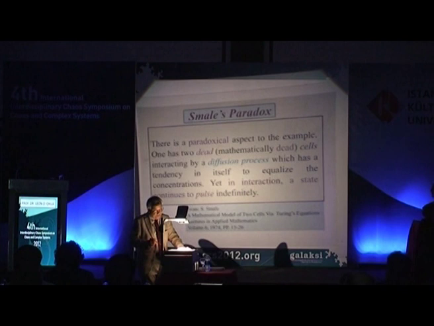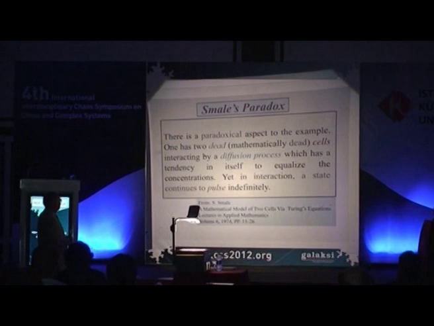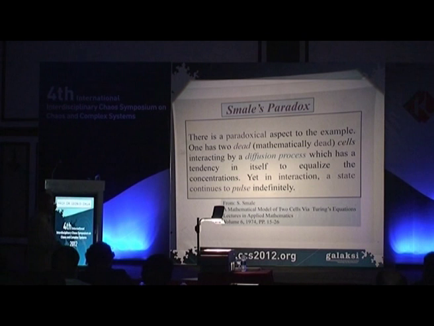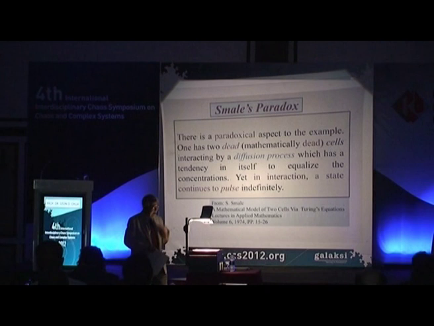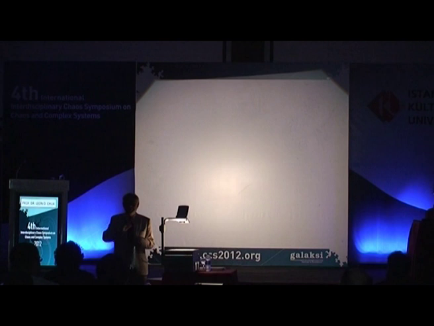So Smale has a paradox. He said that there is a paradoxical aspect. I'm copying this from his paper, okay? Smale says, there is a paradoxical aspect to the example. One has two dead, and he said mathematically dead, of course, cells, interacting by a diffusion process, which has a tendency in itself to equalize the concentrations. Yet in interaction, a state continues to pulse indefinitely. The word pulse means oscillate. Now, of course, he would not have been happy to know that not only does it pulse, but it can become chaotic as well, which is even more exciting. And again, Smale produced an example and he proved it, but he doesn't know why. He has no idea what is that.